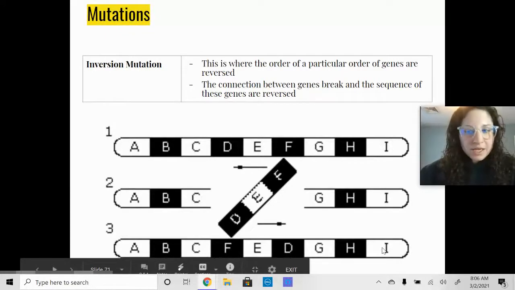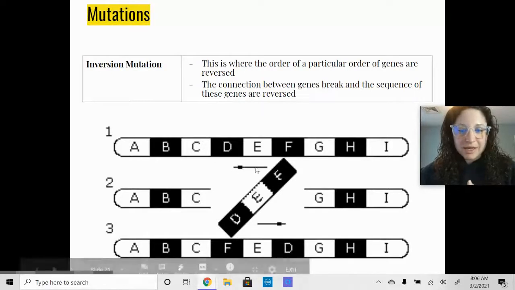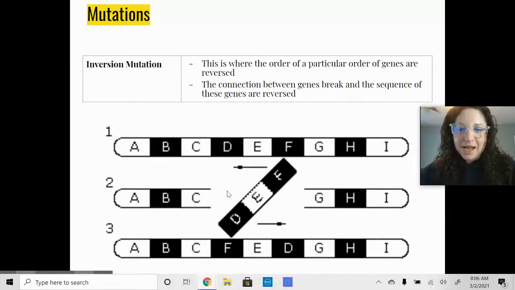Because you might be thinking, oh, it only switched D and F in terms of where the genes are located. But remember now, E is also backwards compared to the way it should be. So this type of mutation can actually be very, very deadly. In my case, I think all it did is cause a skin tag to start to grow on this side of my face. My mom had a skin tag as a baby. I had one as a baby. My parents had it removed.